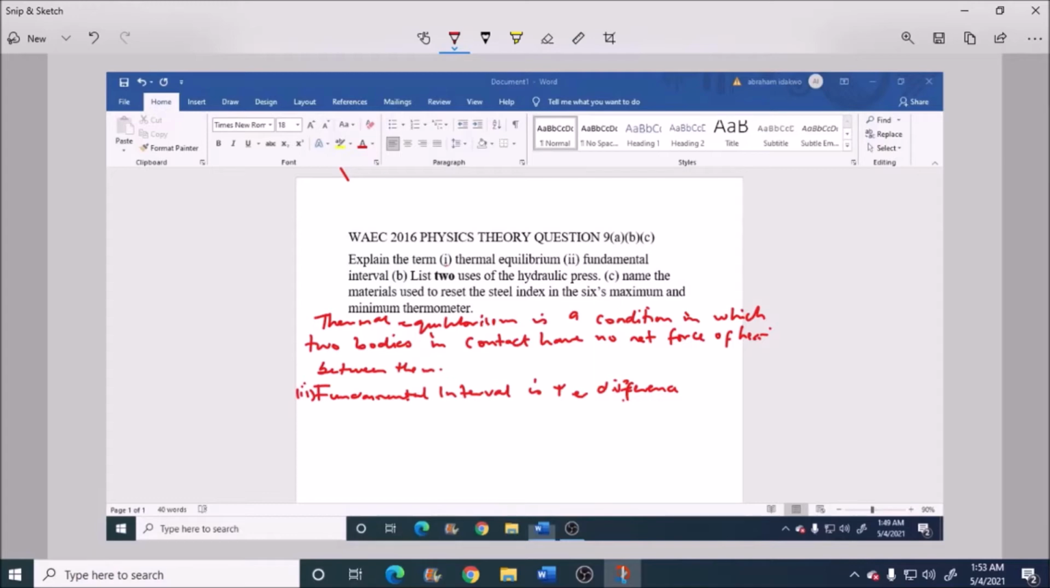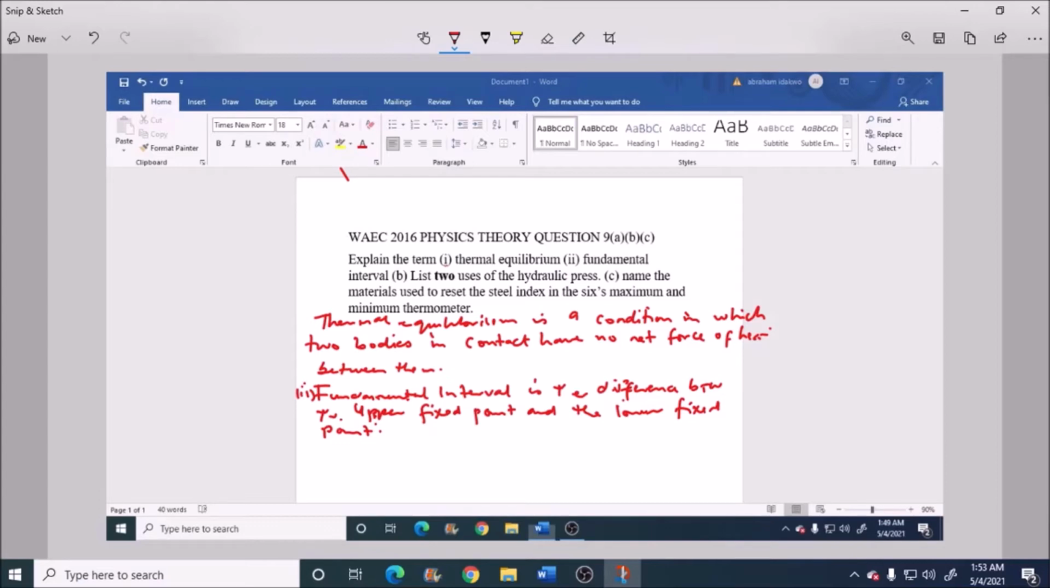Now don't forget that the upper fixed point is the temperature of steam at standard atmospheric pressure, and the lower fixed point is the temperature of the melting ice at standard atmospheric pressure.